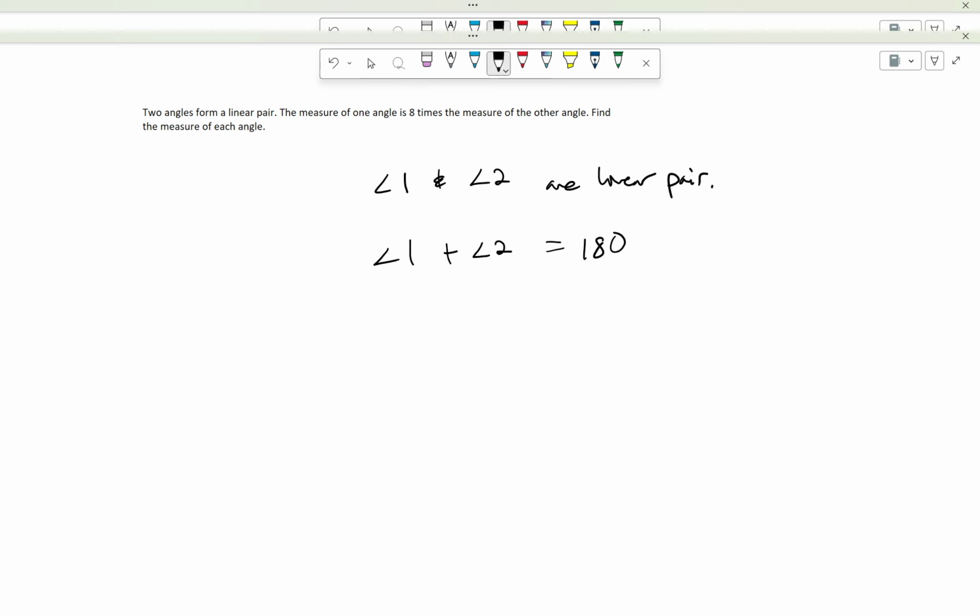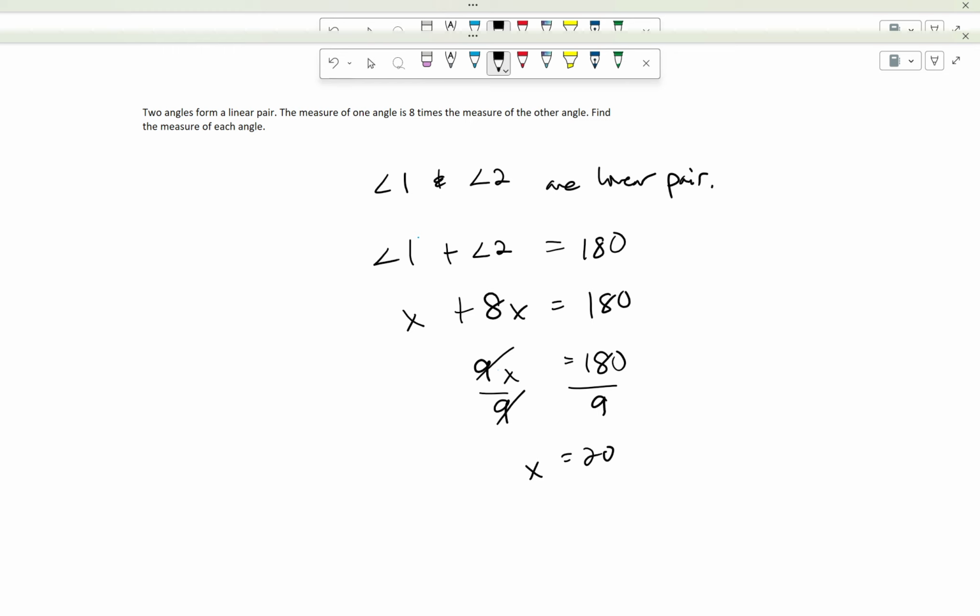So the first angle, it says one angle is 8 times the other. So in other words, we're going to say we have x plus 8x, right? Is going to be 180. Because the first one is x, 8 times this guy will be 8x, and now we're speaking using the same variable. 9x is equal to 180. Divide by 9 on both sides to get the 9s to factor out. So x is equal to 20.